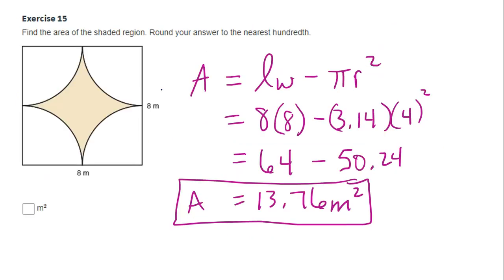Okay. Number 15, we've done this one in class. You had it in homework. So I need to find the area of the square, which is the length times the width. And I need to subtract the area of all 4 of these pieces, which make a circle. Each one of these is 1/4 of a circle. So when I put them together, I have one circle. Okay. And so I take 8 times 8 and I subtract the area of the circle. And I end up with the area of the shaded region as 13.76 meters squared because it's rounded to the nearest hundredth.